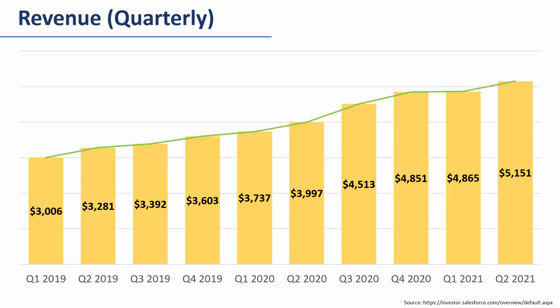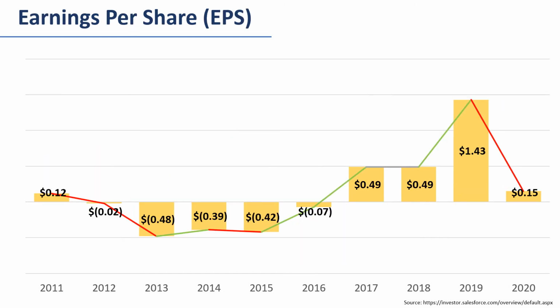Next, we'll take a look at the quarterly revenue performance, which shows the same story as the yearly revenue performance, where Q2 2021 revenue has grown by 57% since Q2 2019. Moving on to the next part of the financial analysis, which is the earnings per share performance of Salesforce. And as you can see here, the EPS dipped from $1.43 in fiscal 2019 to 15 cents in fiscal 2020. However, I won't be concerned, as this is mainly due to the acquisition of Tableau and income taxes.